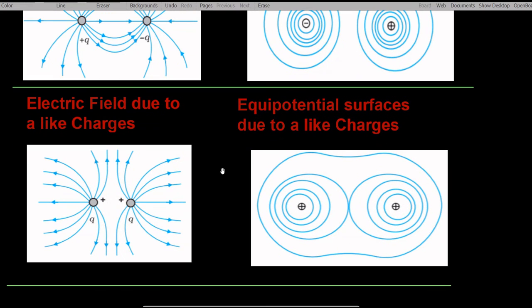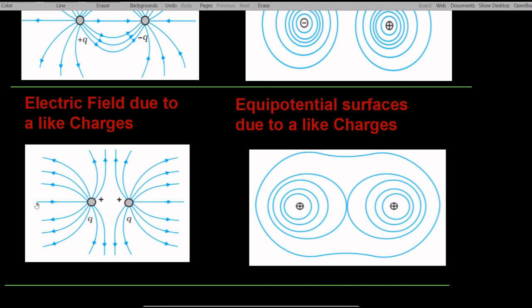Now due to two like charges, plus Q and this is also plus Q, field lines repel. All the field lines are showing a repulsive force. Only this field line is parallel here. This is also parallel to this line. Only these two are parallel, or you can say are having the same lines but showing opposite direction.